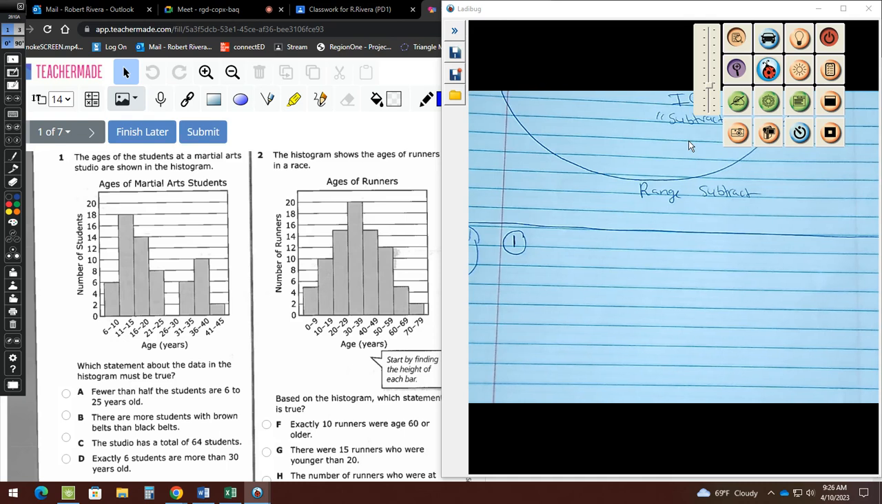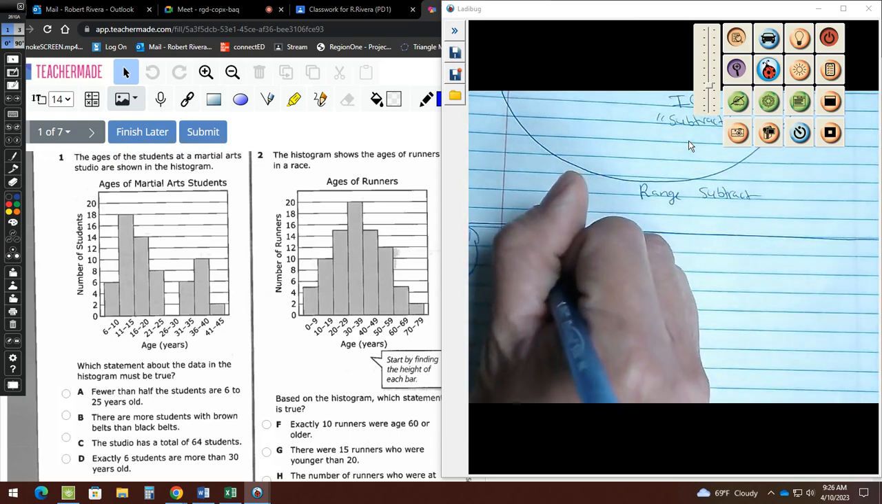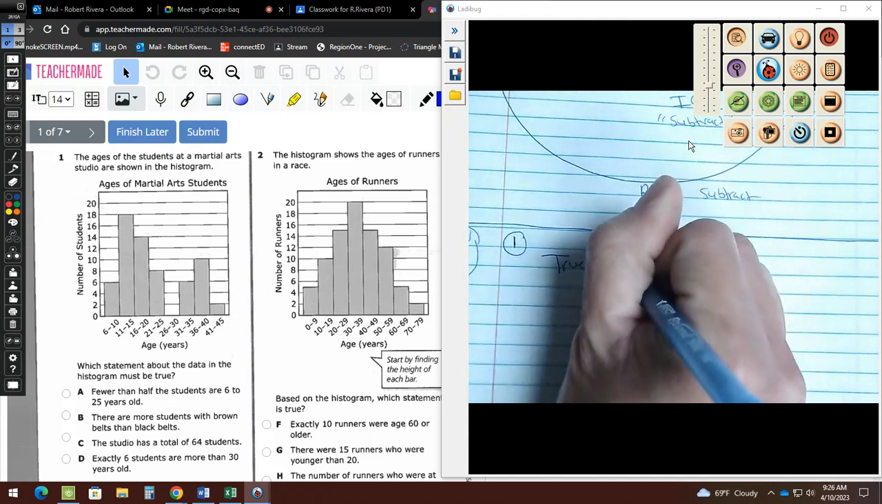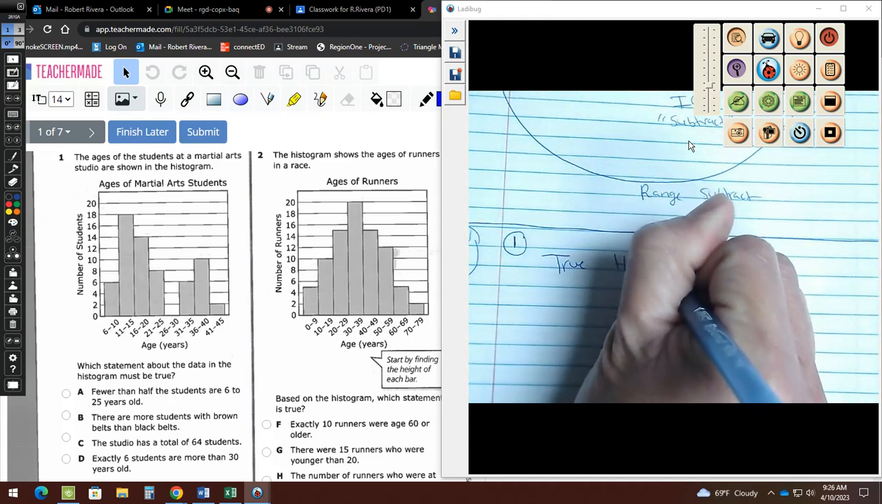Number 1: the ages of the students at a martial arts studio are shown in the histogram. Okay? Which statement about the data in the histogram must be true? So for number 1, let's put "true" and let's put "histograms."